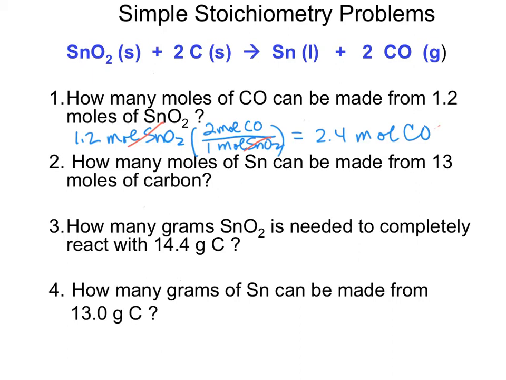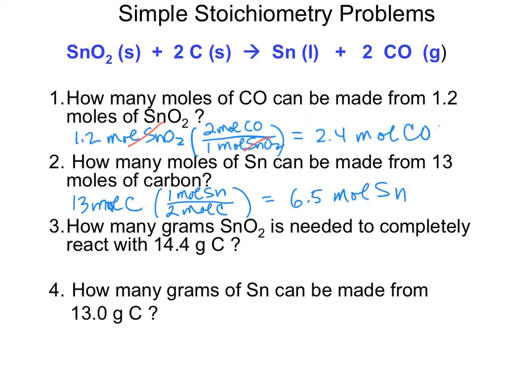All right, so let's do it systematically here. Write down your 13 moles of carbon. Then you look at the coefficients in the balanced chemical equation, and you say there's 1 mole of tin for every 2 moles of carbon, and so this is going to be 6.5 moles of tin, and your moles of carbon are going to cancel out.